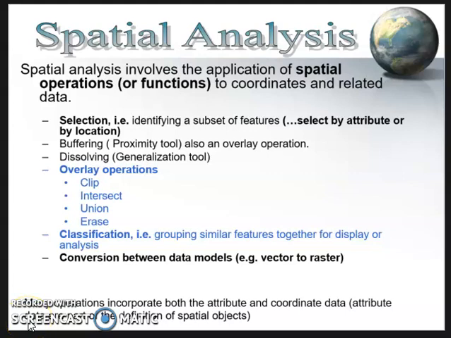This week, we're going to go over some of the more basic overlay operations, the clip, intersect, union, and erase functions, and we're also going to review classification, or grouping similar features together for display or analysis. Next week, we'll get more into conversion between data models, such as converting a vector model to a raster model and vice versa. And again, many operations incorporate both the attribute and coordinate data.